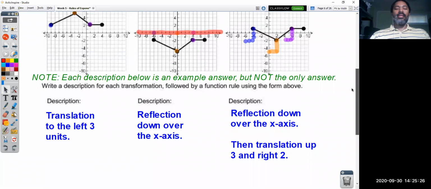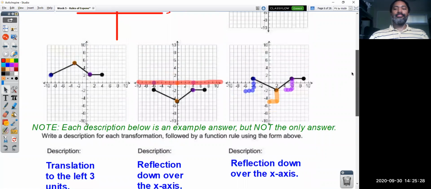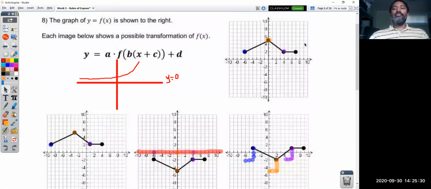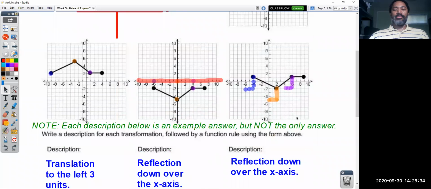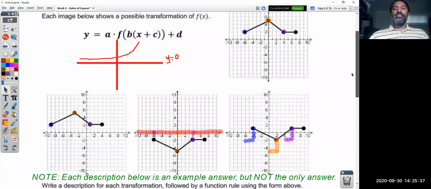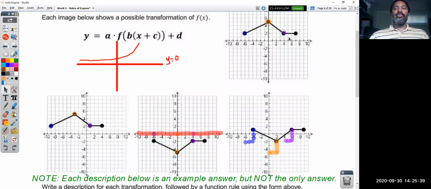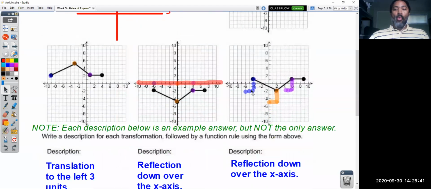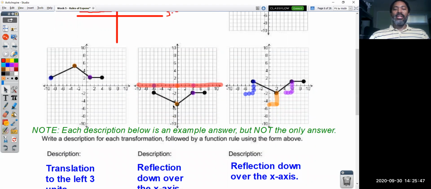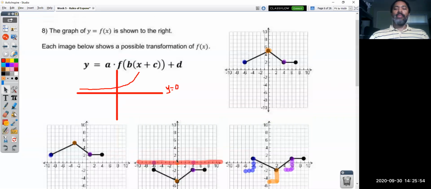Now let's take these descriptions and write a rule. Okay, so the first skill is, given a pre-image and an image, can you write the description? An associated skill, not mentioned here, is if I give you the pre-image or the image, and I give you the description, can you give me the other one? So if I told you this was the image, and it was the result of a reflection over the x-axis, you should be able to create the pre-image by undoing that reflection.